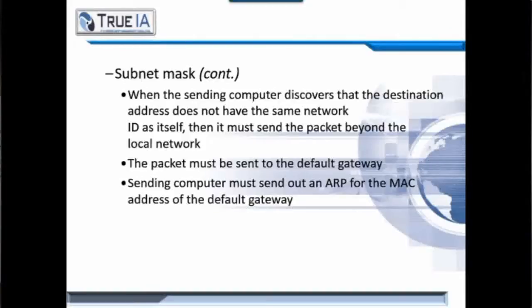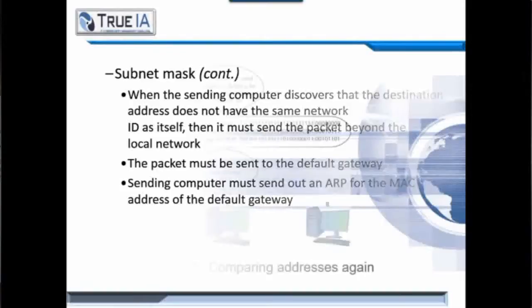Next, when the sending computer discovers that the destination address does not have the same network ID as it does, the packet must be sent to the default gateway. The sending computer must send out an ARP for the MAC address of the default gateway.